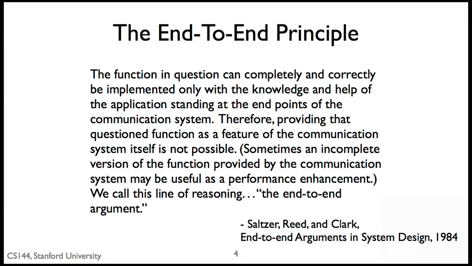They call this line of reasoning the end-to-end argument, that if you want to accomplish some application goal, ultimately that goal must be implemented end-to-end. Something in the middle might help you out, but you can't assume that that will be there, you can't assume that it will be correct, and you must have the correctness implemented end-to-end.